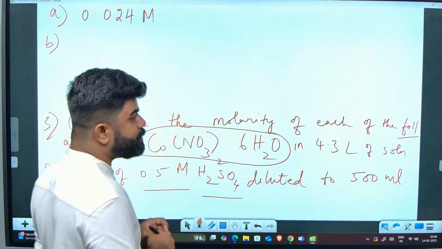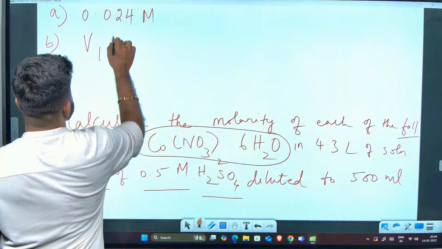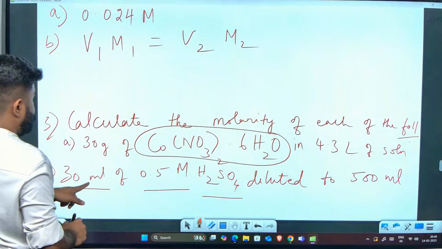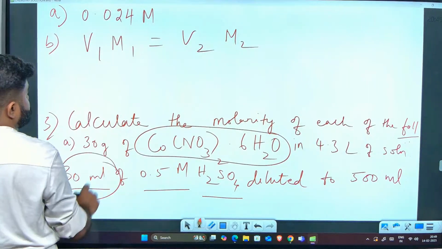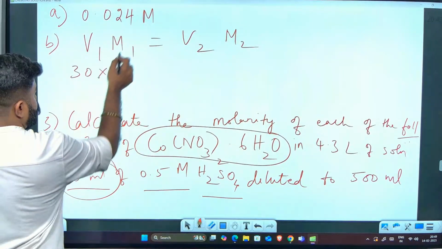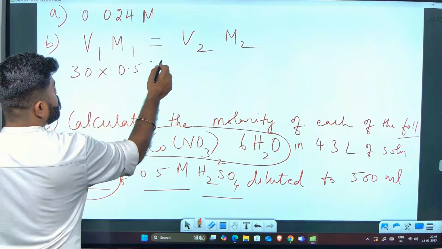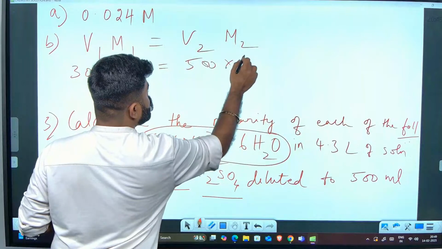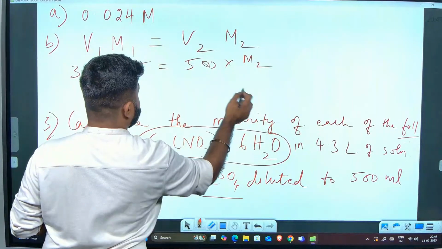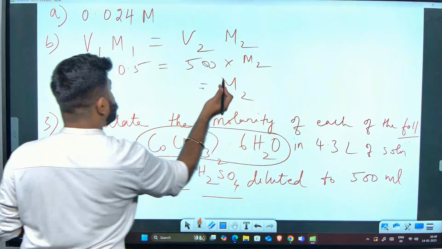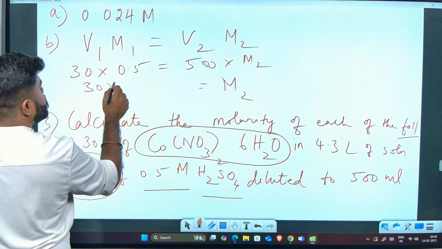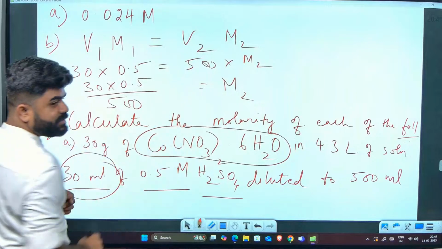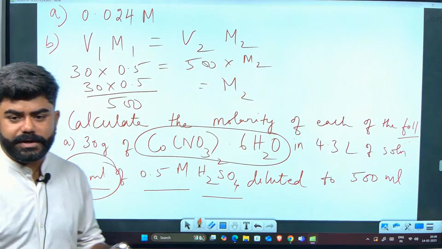As per volumetric principles, V1 M1 equals V2 M2. Here V1 is the first volume, which is 30, into M1, 0.5, that is equal to V2, which is 500, into M2. You need to find M2. So keep M2 alone and take the rest to the other side. 30 into 0.5 by 500 gives you M2. Simple. Do it.